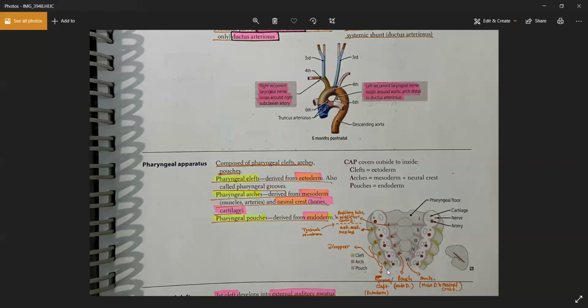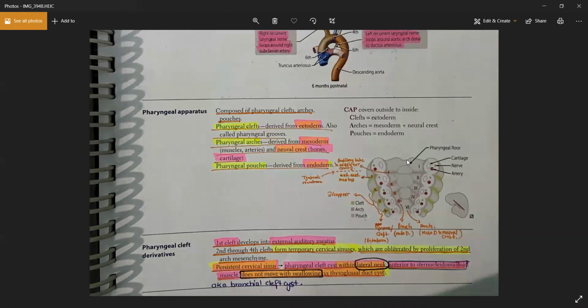Similarly, the outermost structures are formed by the ectoderm, which is the outermost layer. The middle structures are formed by the mesoderm as well as the neural crest cells. Neural crest cells form all the bones and the cartilages, and the muscles and arteries are formed by the mesoderm. The innermost structures are formed by the innermost layer, that means the endoderm.